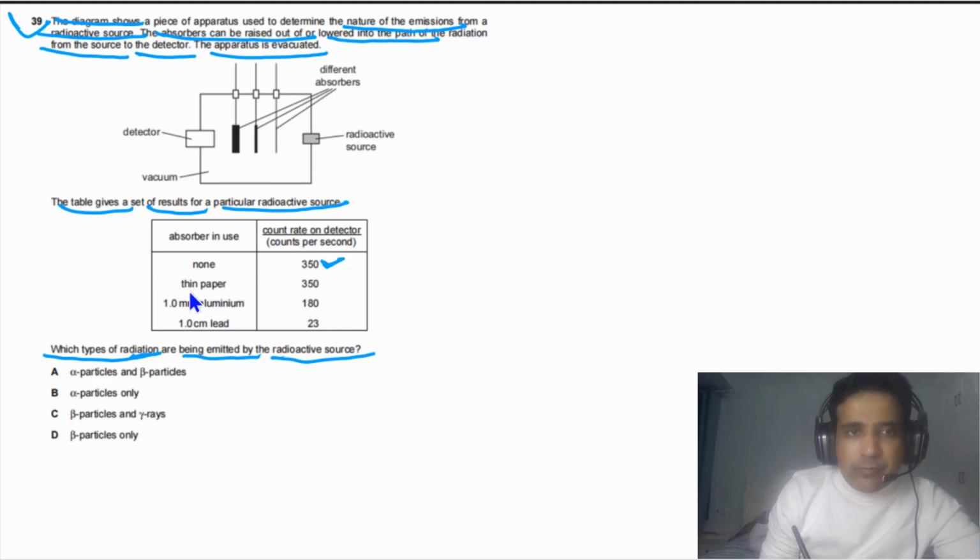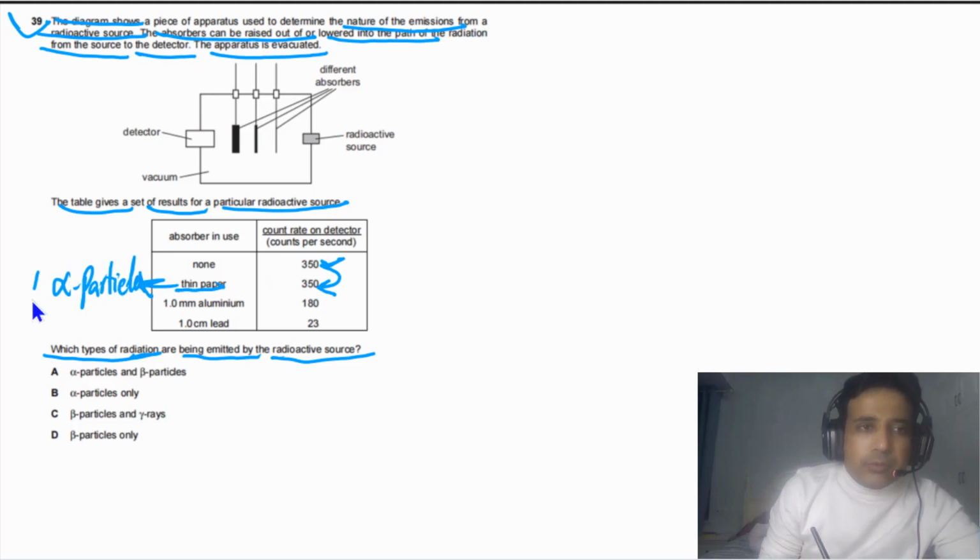And then we place a thin paper. Thin paper can stop alpha particles. So simply we can say alpha particles can be stopped by thin paper. But there is no change in count rate. It means no alpha particles. So simply we can say no alpha particle.